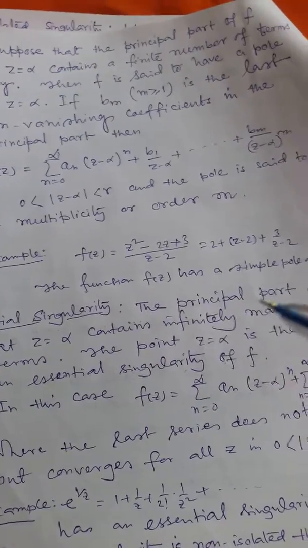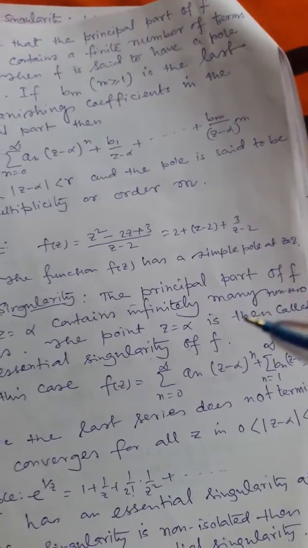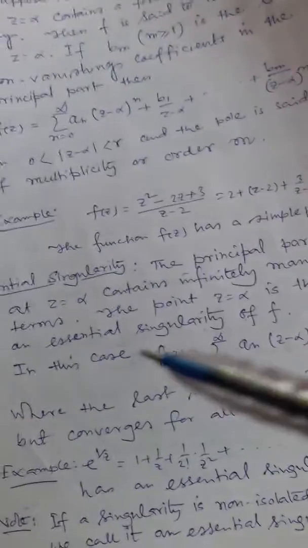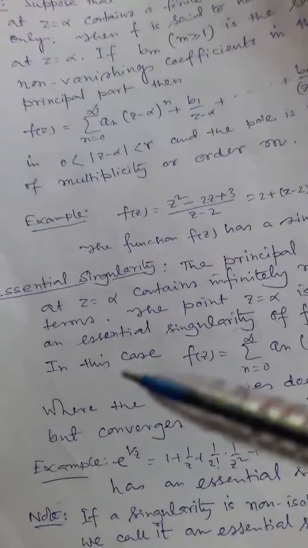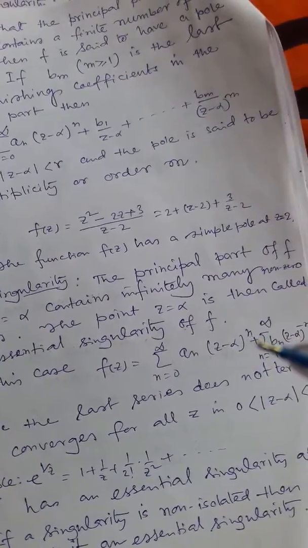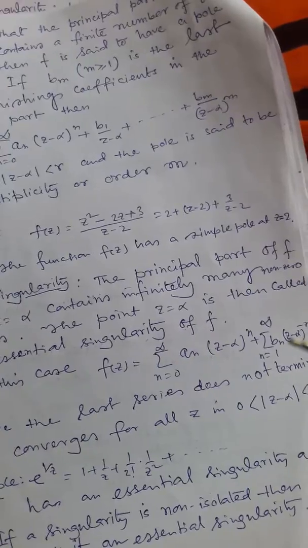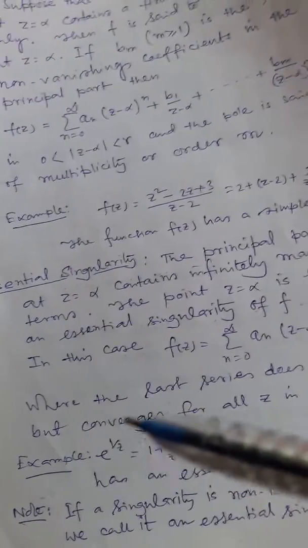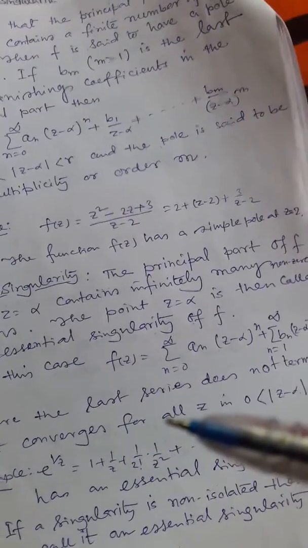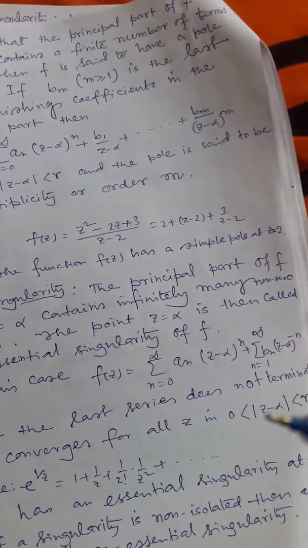Essential singularity: the principal part of f at z equal to alpha contains infinitely many non-zero terms. The point z equal to alpha is then called an essential singularity of f. In this case, f(z) equals summation of n equal to 0 to infinity a_n (z minus alpha)^n plus summation of n equal to 1 to infinity b_n (z minus alpha)^(-n), where the last series does not terminate but converges for all z in 0 less than mod z minus alpha less than r.